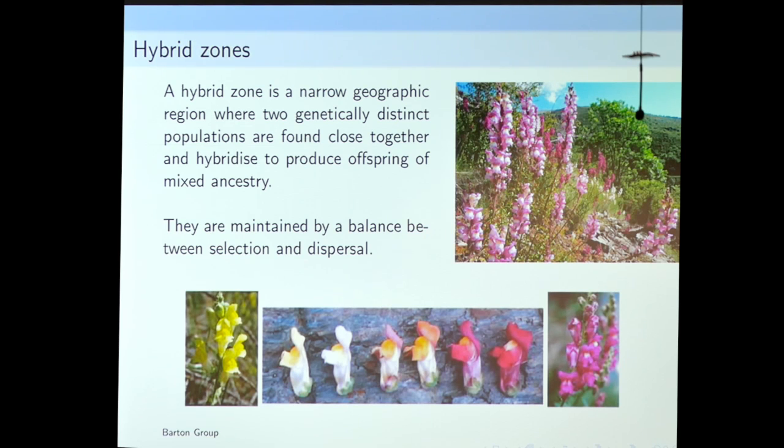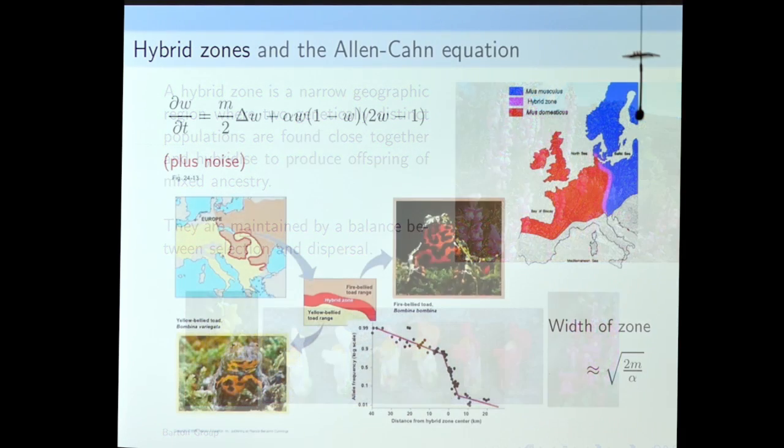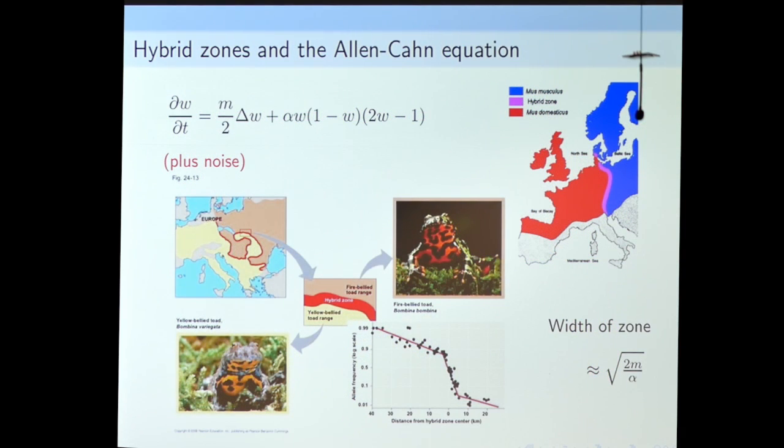And so this particular hybrid zone, on one side of the zone, the Antirrhinum are yellow, and on the other side, they're this pinky purple color. Okay. And hybrid zones are maintained by a balance between the desire of the plants to spread their offspring out and this selection against the hybrids. And I said they're ubiquitous. Here are a couple of textbook examples.